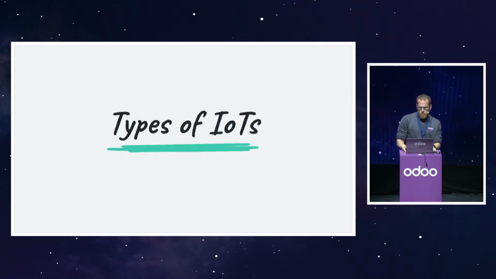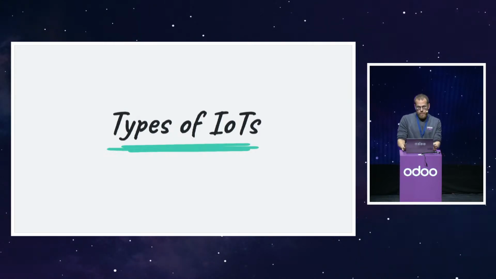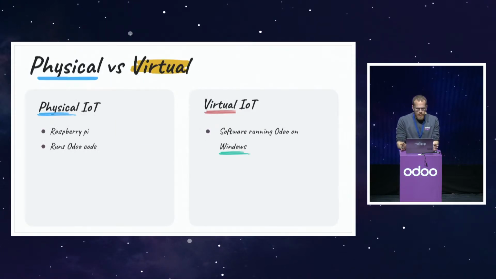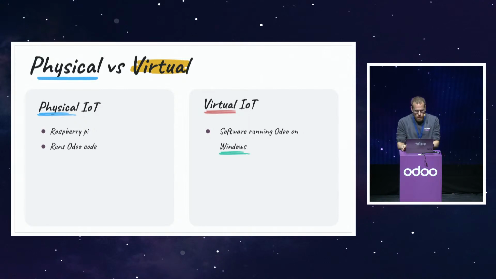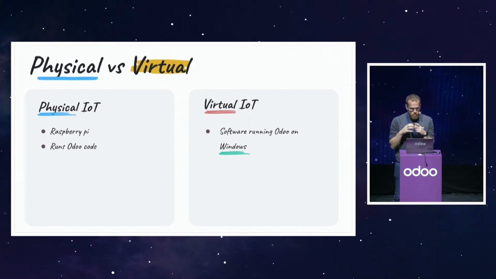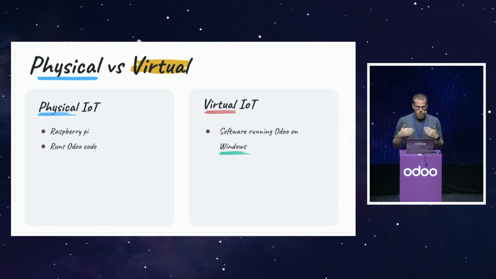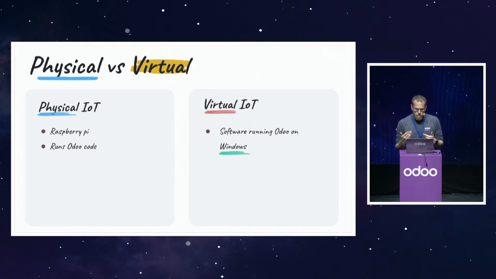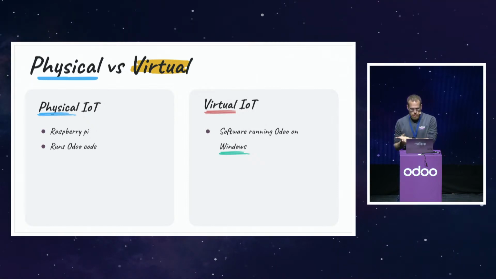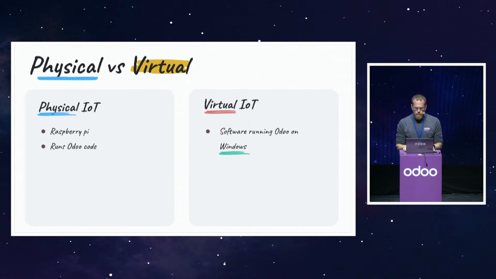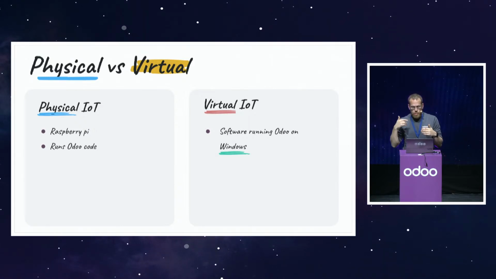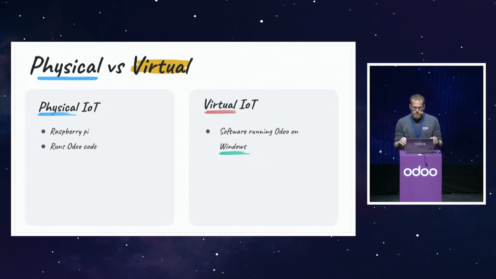OK, so now you have to know that we have two types of IoT. One physical, it's the one I mainly talked about before, and one virtual. The physical one is, as I told you, a Raspberry Pi, so it's a microcomputer which allows us to run Odoo code. And there is the Virtual IoT. This one is only running on Windows, and it's starting from version 16. And it's for services that run in the background of your PC.